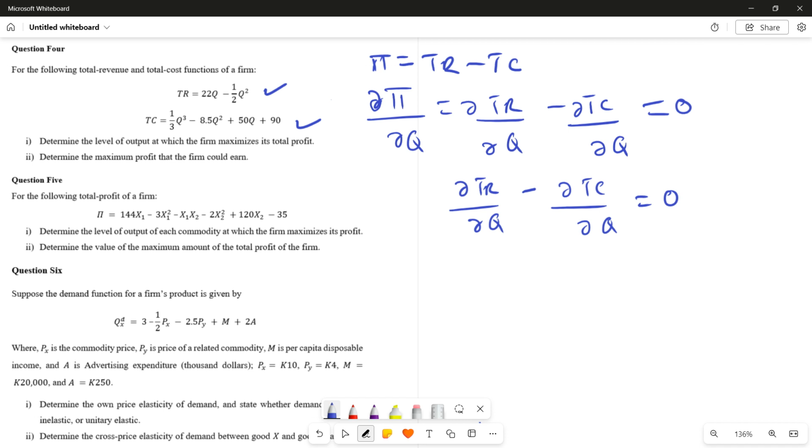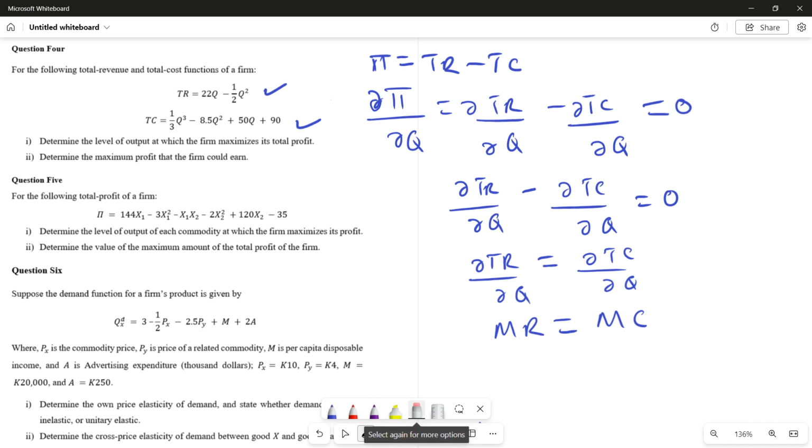You see that? Meaning that now we can just get the change in total cost due to change in output on the other side of the equation. Now we know that the change in total revenue due to change in output is marginal revenue, and the change in total cost due to change in output is marginal cost. So for us to find the profit maximizing output, we should equate marginal revenue to marginal cost. That is our goal.